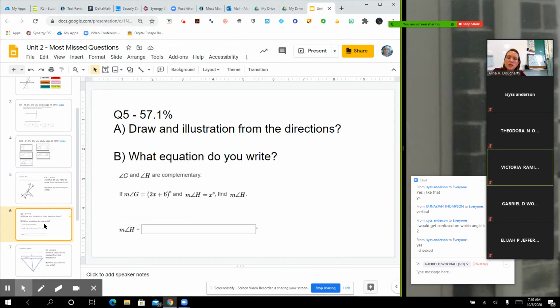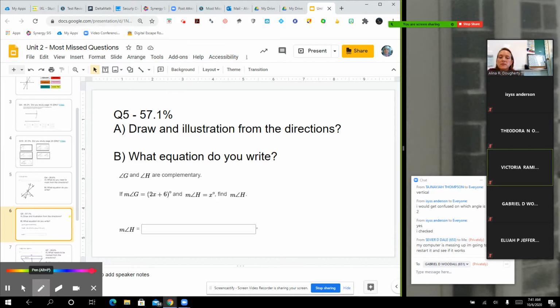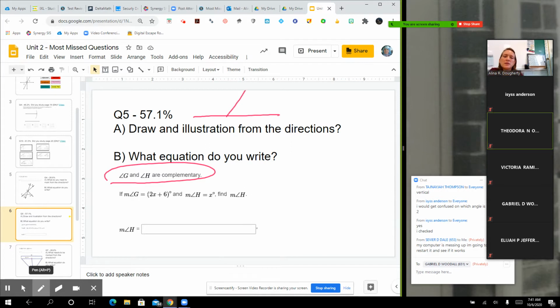And they did get kind of crazy. So again, what do we need to draw from the directions here? What does that statement look like in a picture? What's complementary mean? How many degrees is complementary? Is that a straight line like this, or is that a 90-degree angle like that? 90-degree angle.